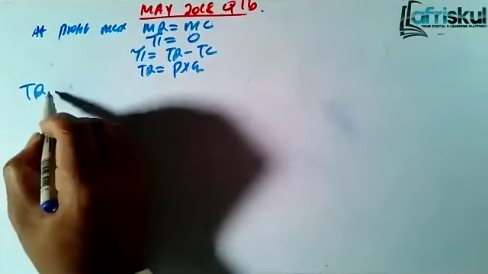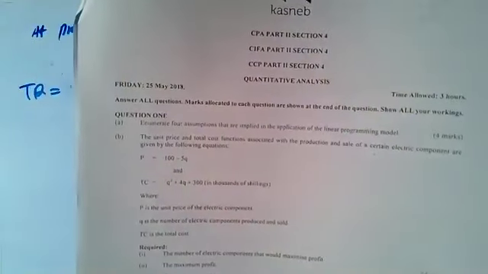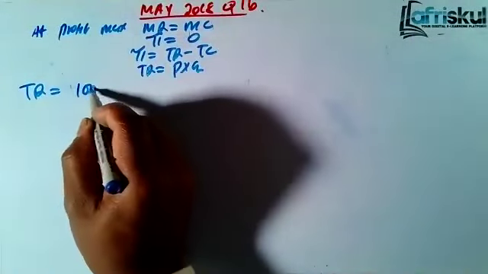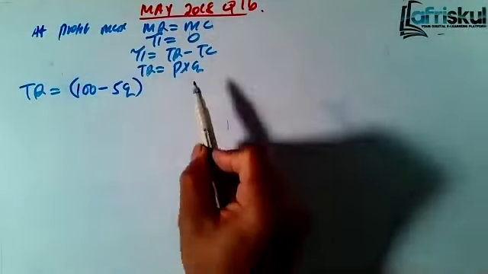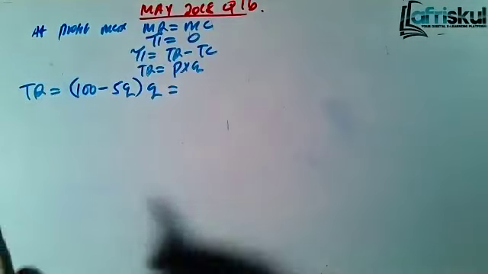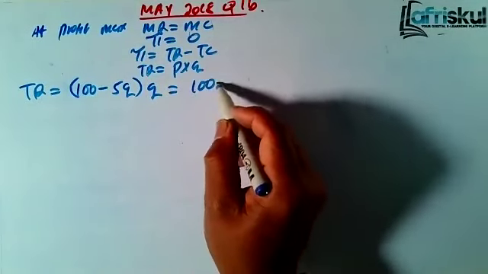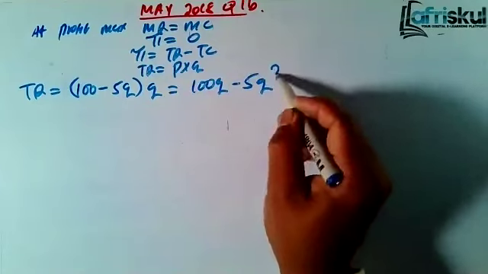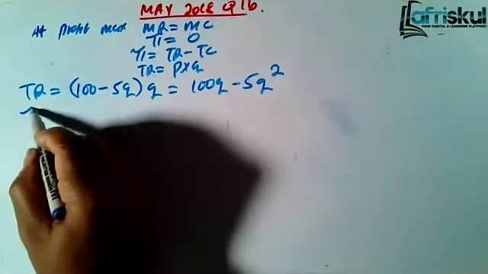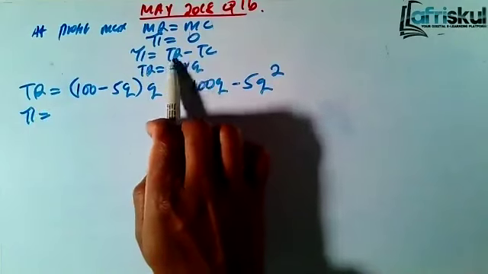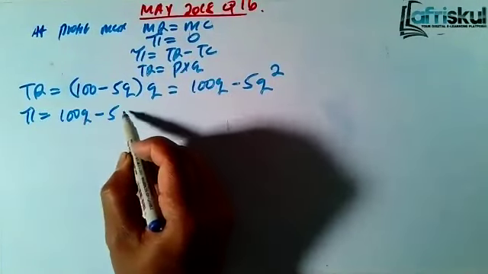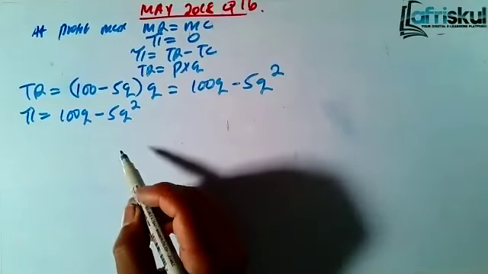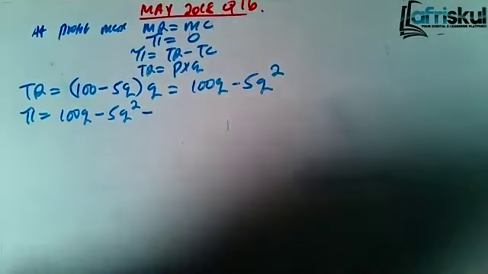So now let's start by getting the total revenue. In this case, we are already given the price. So you take the price, which is 100 minus 5Q, then you multiply by Q. That means our total revenue will be 100Q minus 5Q squared. So now let's get the profit, which is total revenue minus total cost. So you take 100Q minus 5Q squared minus the total cost.